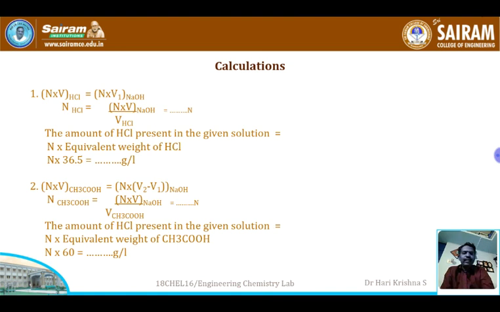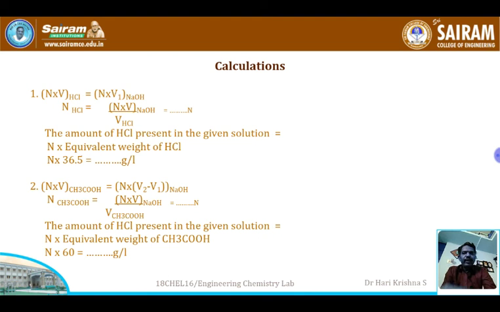So we're going to first determine the normality of HCl. The normality of NaOH is 1 normal. The volume of NaOH is V1, taken from the graph. The volume of HCl is 50. So the normality of HCl is determined. We're going to multiply it by the equivalent weight of HCl. That gives the weight of HCl present.